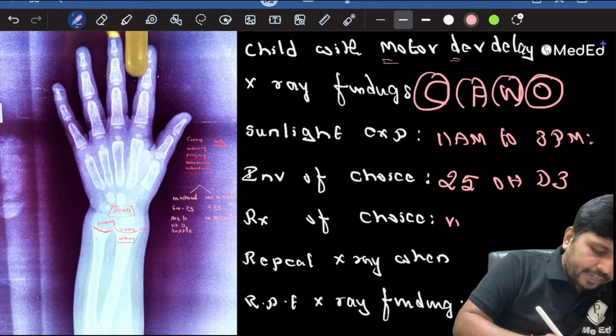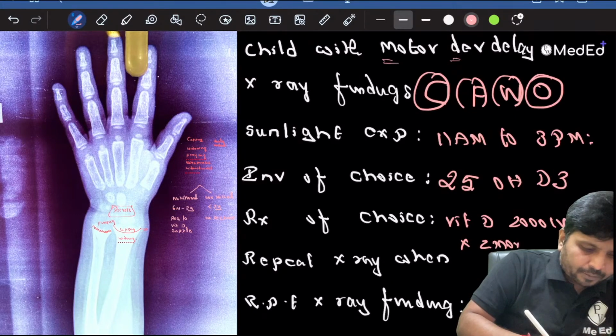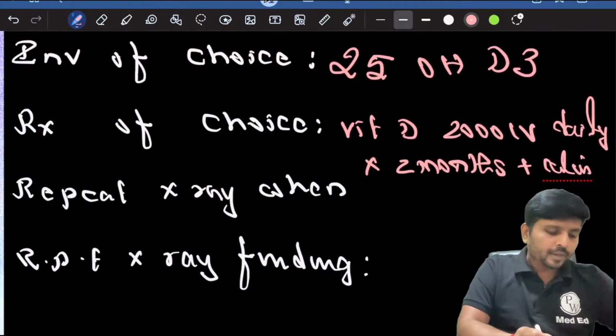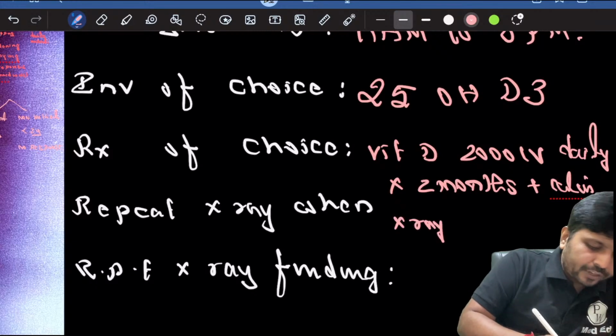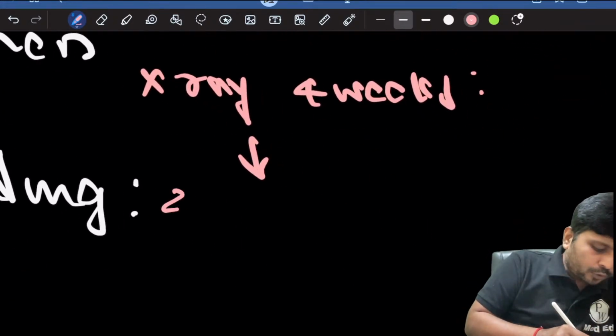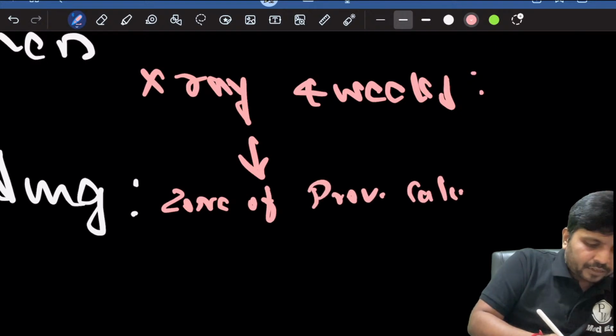Treatment of choice is vitamin D 2000 international units daily for 2 months, along with calcium, physiological calcium, that is 50 milligram per kilogram per day. And you need to take a repeat X-ray after 4 weeks. And a repeat X-ray will show one beautiful finding called zone of provisional calcification.